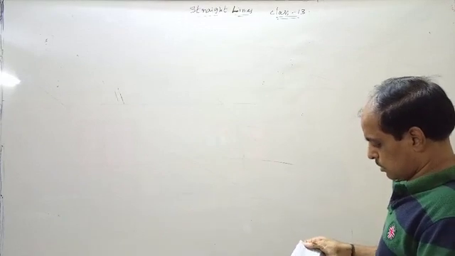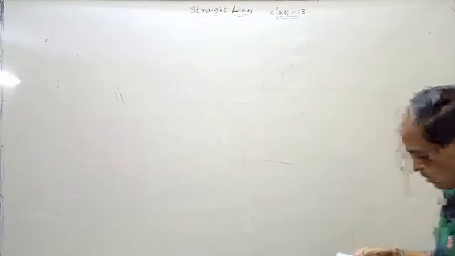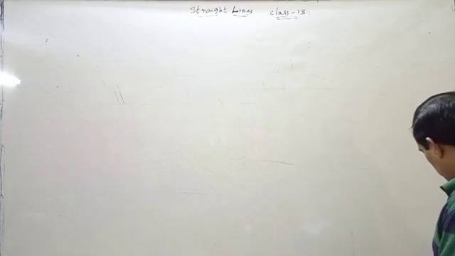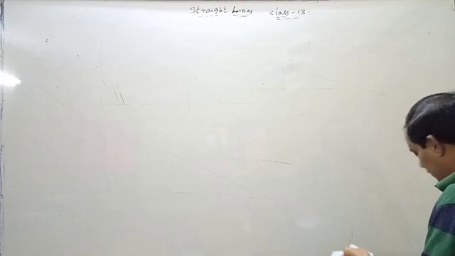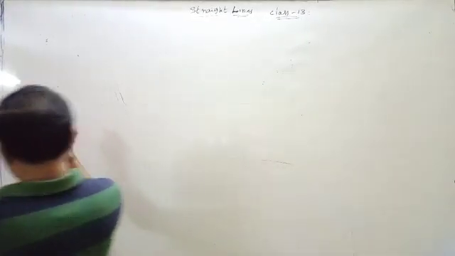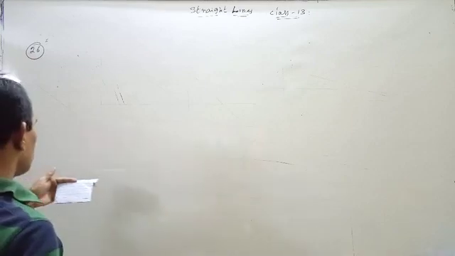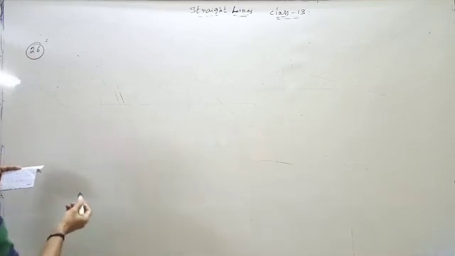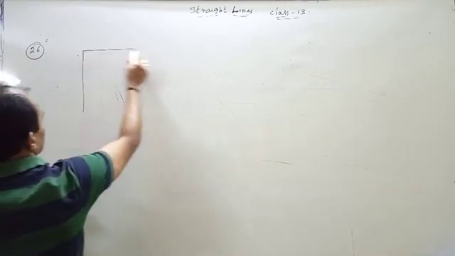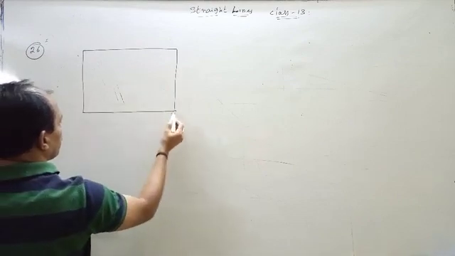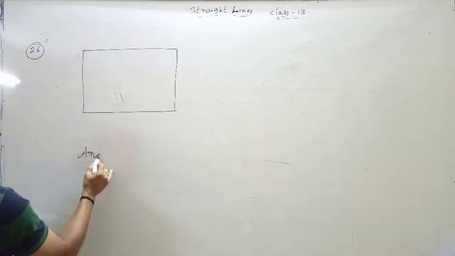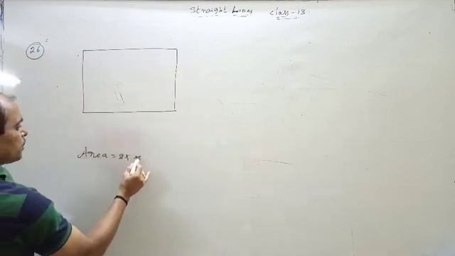Now, the last but not the least, the 26th question. Last problem, that is the 26th one. The equations of two sides of a square whose area is 25. There is a square whose area is equal to 25 square units.